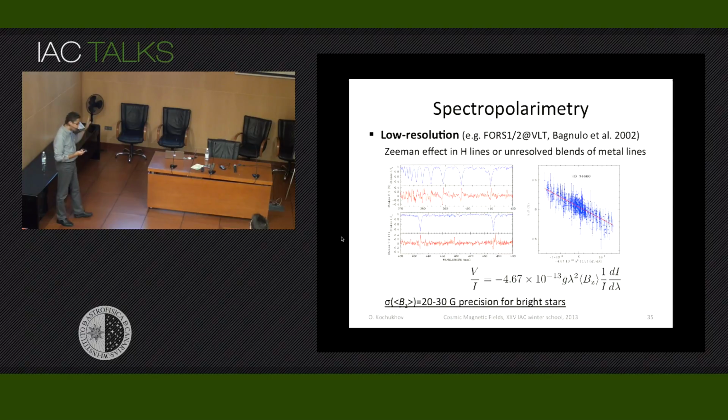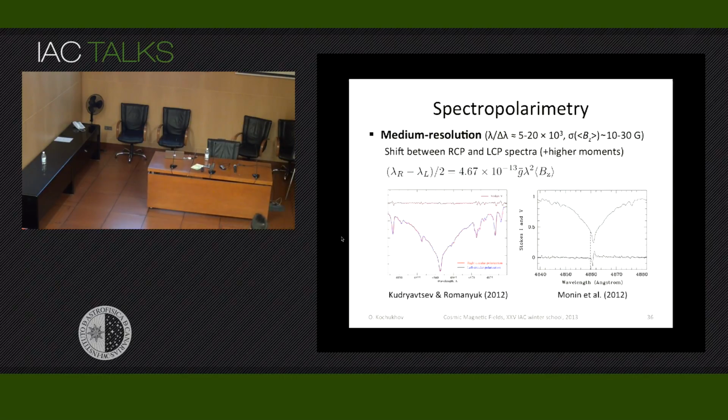And this is, again, the only method if you want to look at very faint stars located far away. There is also a range of medium resolution spectropolarimeters operating at 2-meter telescopes and larger telescopes.